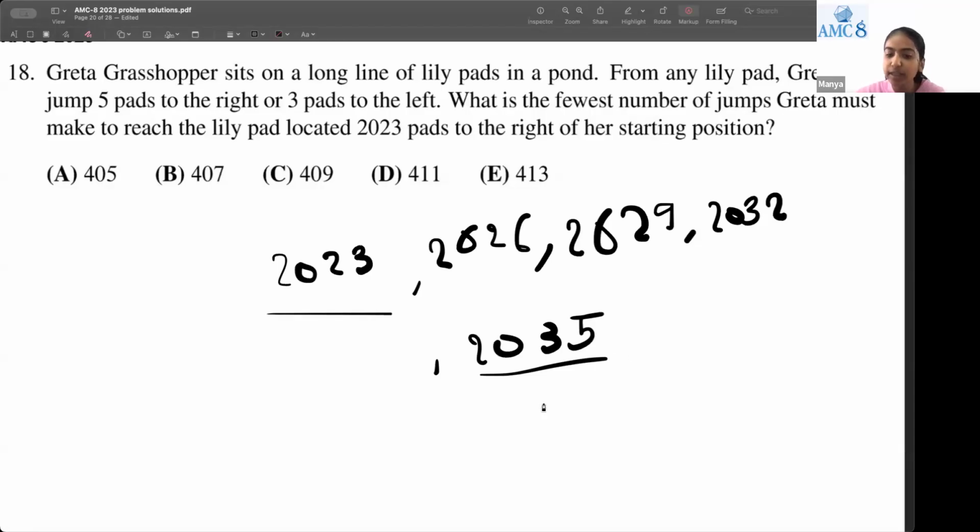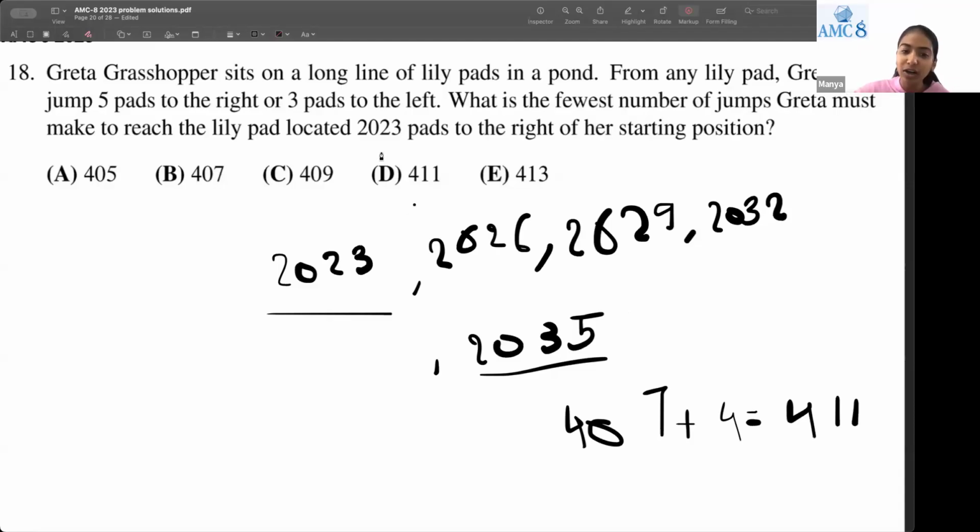And here, if we divide this number by 5, then we're going to get 407. So if we make 407 jumps from 0, we should be getting this number. But here, we would also have to go back 3 steps, and we have to do that 4 times to get 2023. And so we have to jump 4 steps back, and so you have to add 4 steps to this number as well, which will give us 411. And so that's how we got our final answer D.